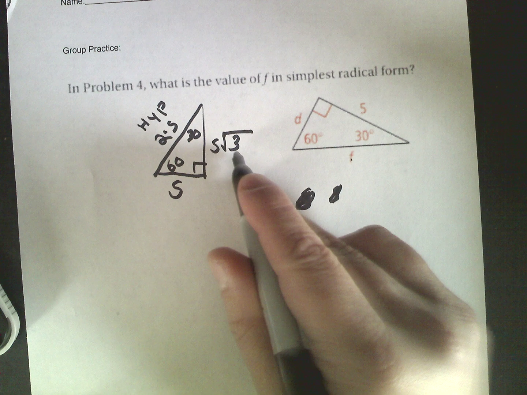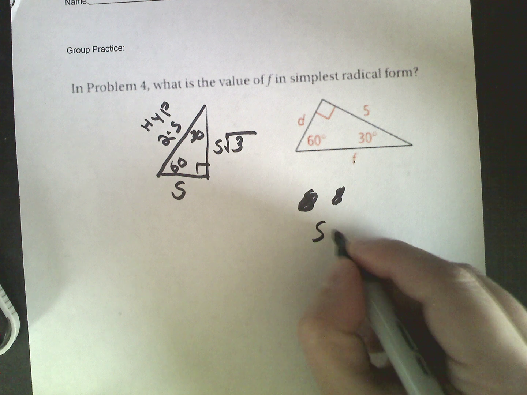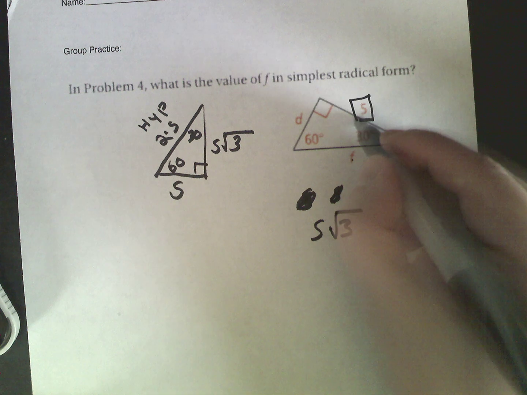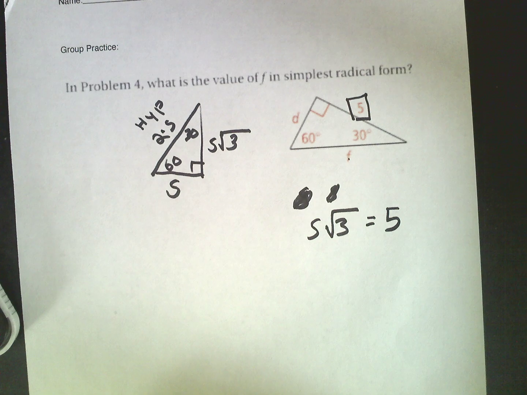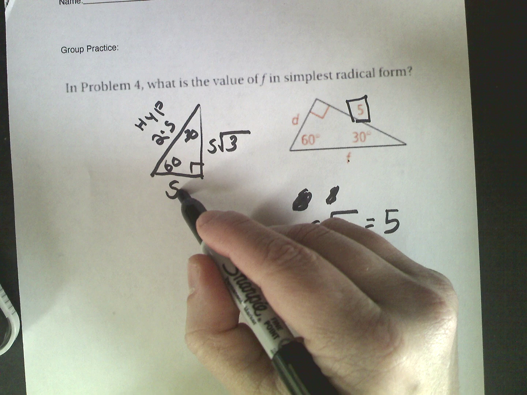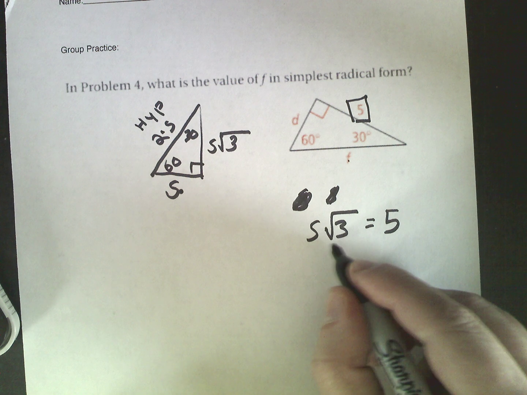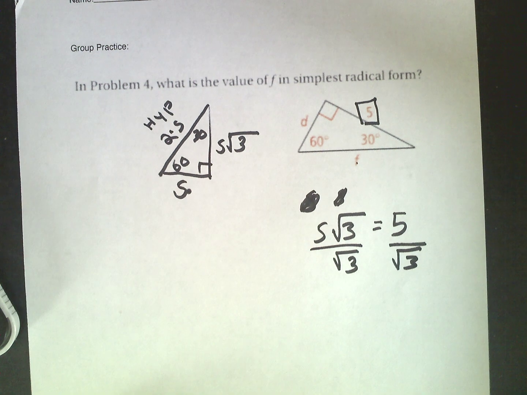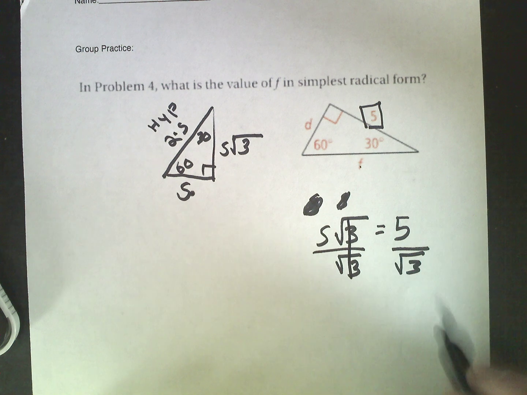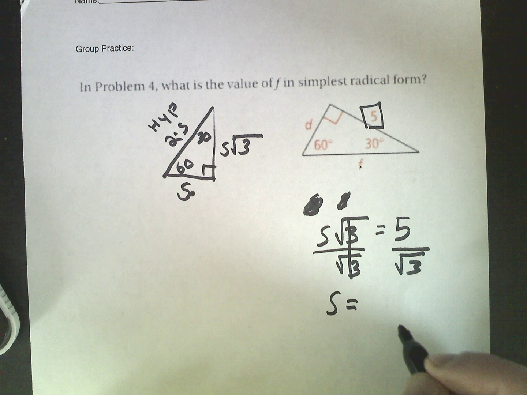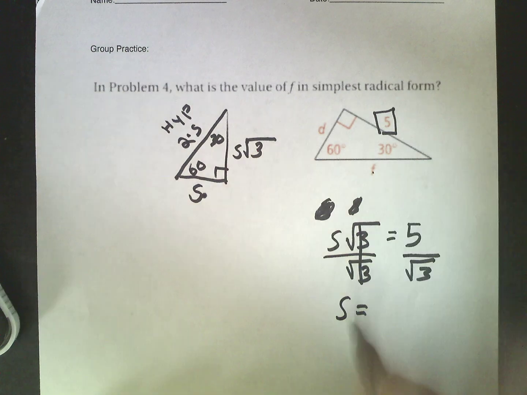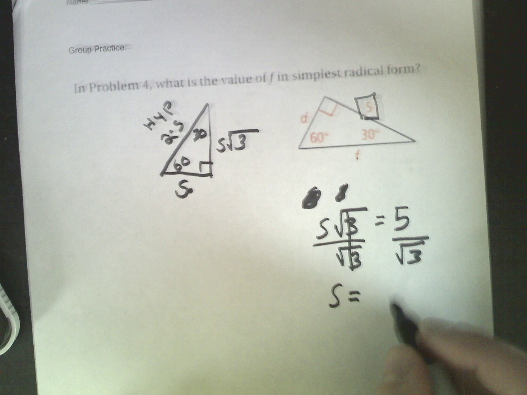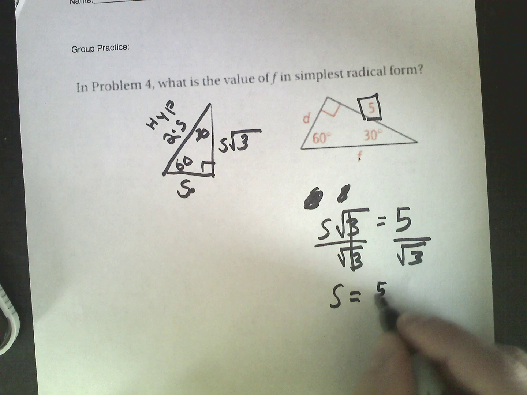D, this longer side here, is S times square root of 3. But I also know its real value now. Its real value is 5. So to find S, this little s, all I have to do is divide both sides by square root of 3. This is the first question that they asked you. So these cancel out, and S, this little side D, which is between the 90-degree angle and the 60-degree angle, right here, is 5 over square root of 3.